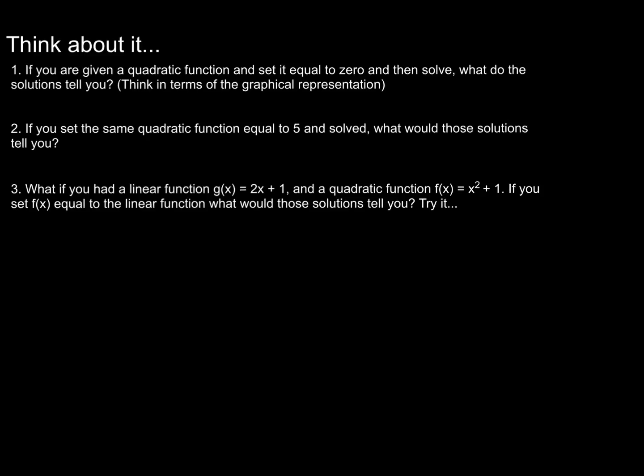Okay, so the first question says, if you're given a quadratic function and you set it equal to 0 and then solve, what do the solutions tell you? Graphically, if we're looking at our xy axis, the solutions are the x values for which my quadratic function intersects the x-axis. So if I were to get solutions like 5 and -1, then I know that's where my quadratic function intersects the x-axis.